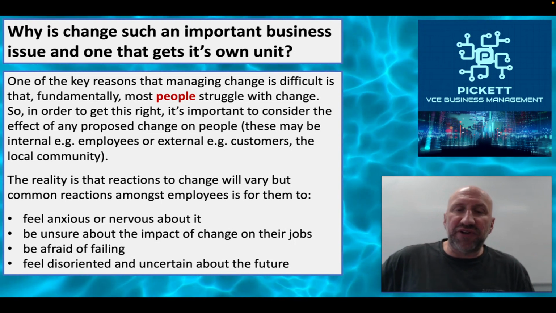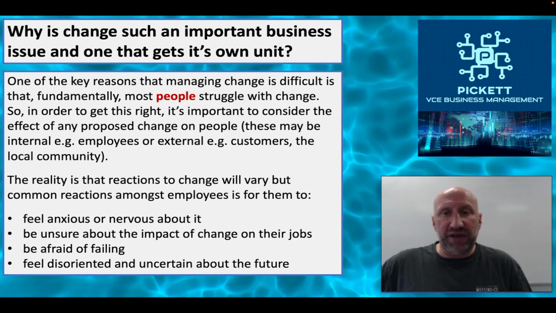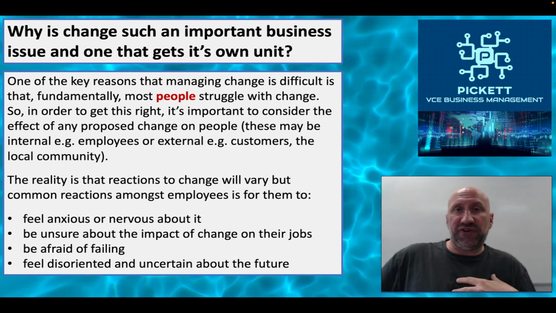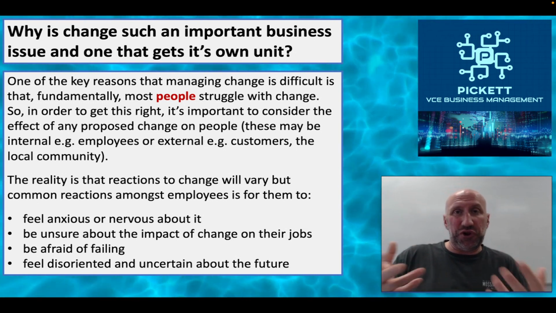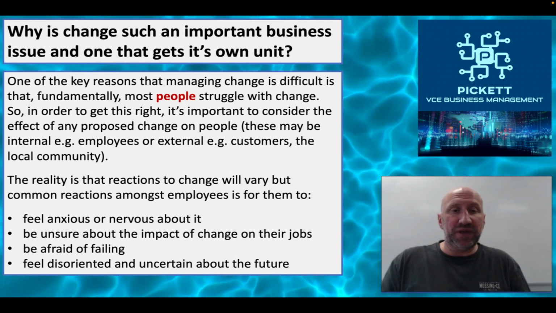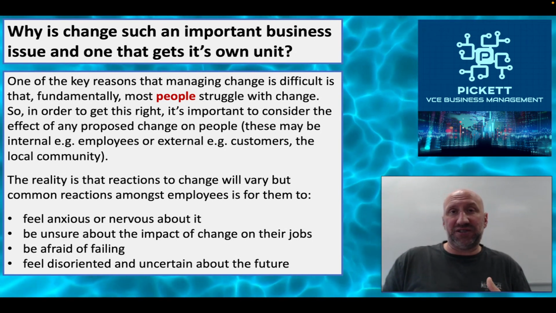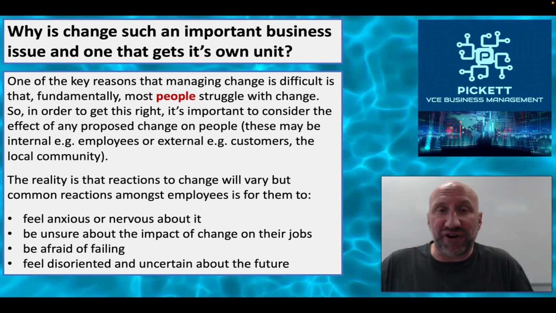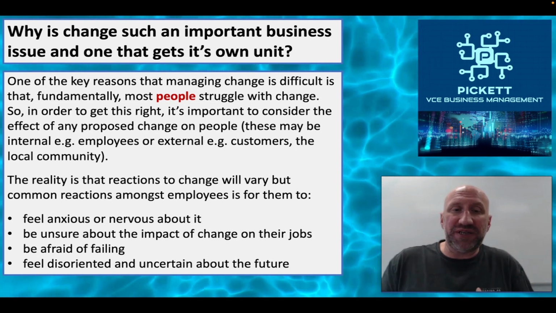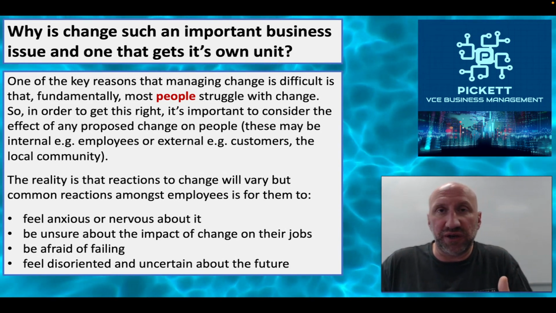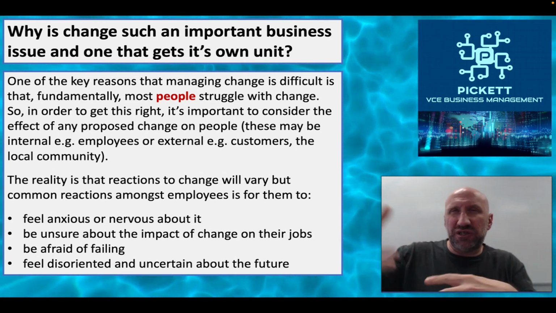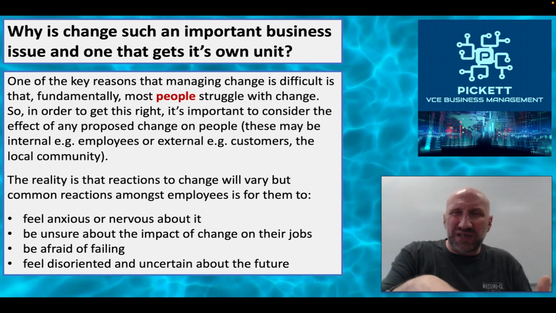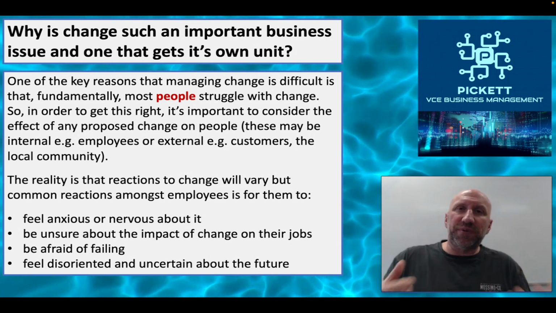Now, the reality is that the reactions to change are going to vary, okay? But really common reactions amongst employees is for them to feel anxious or nervous about the change that's being made. They might be unsure about the impact of the change on their own job. People might be afraid of failing. People might be disoriented and uncertain about the future, okay? Change is uncertain. Change is uncomfortable. So look, there's other things, but that's like a good little summary of the type of reactions that you often get.